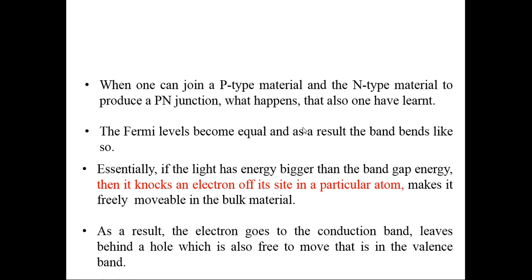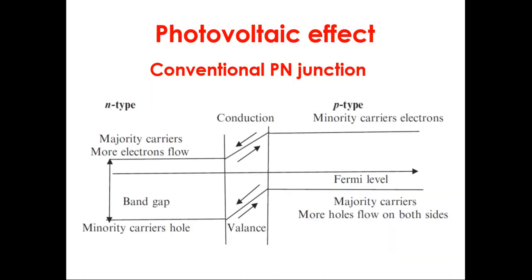Essentially, if the light has an energy bigger than this band gap energy, then the electrons will be knocked off in the particular atom and become freely movable in the bulk material. As a result, the electron goes into the conduction band and leaves behind a hole, which is also free to move, in the valence band.